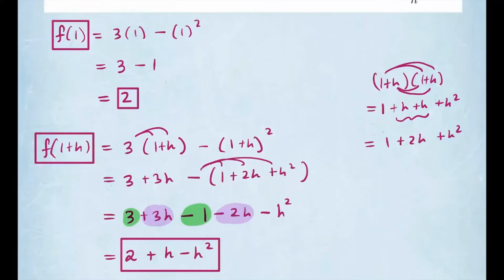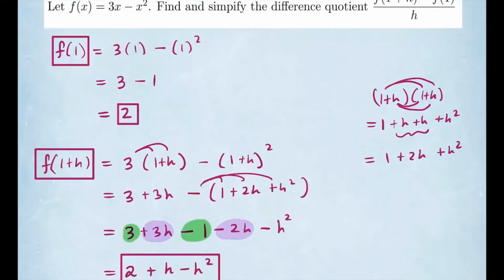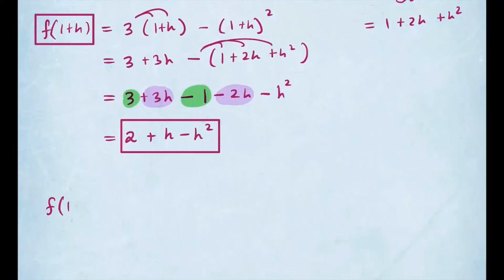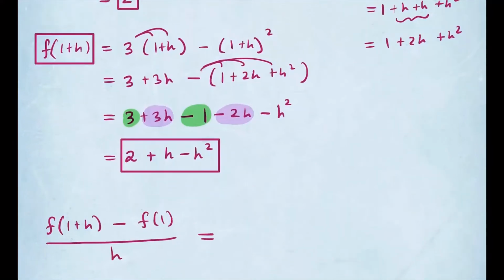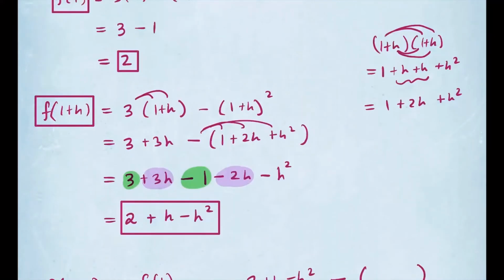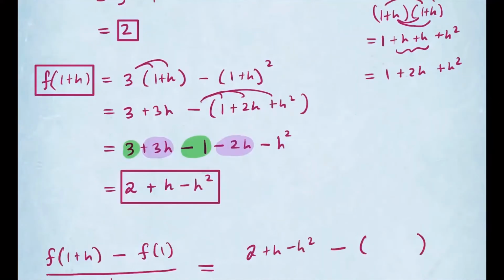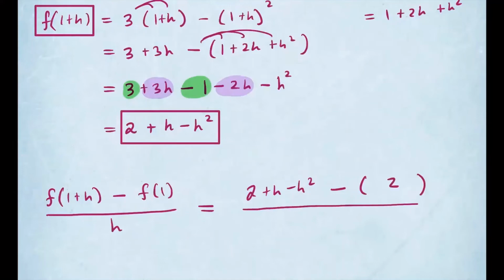So now let's go ahead and simplify this difference quotient. So we are simplifying f of 1 plus h minus f of 1 all over h. So f of 1 plus h, well, that's this box right here. So I'm going to substitute that first. So that is 2 plus h minus h squared. So that's the f of 1 plus h expression, minus f of 1. So I'm going to put parentheses because this gets a negative multiplied. And that is just 2 as we computed before. So that's just 2, everything over h.